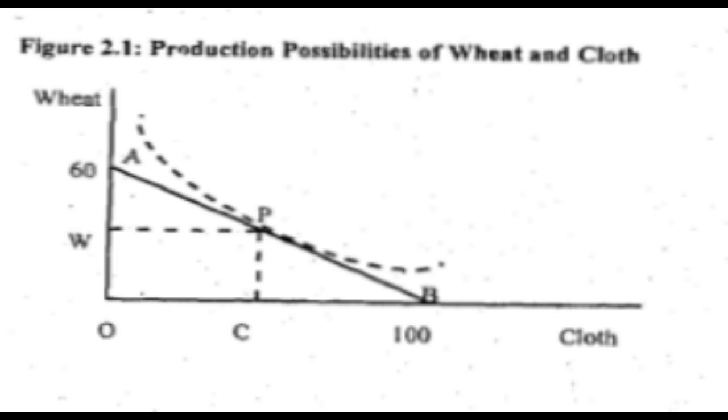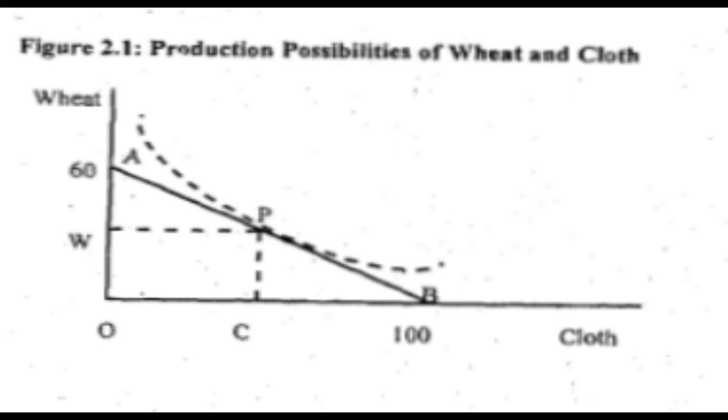In autarky, the economy's consumers will choose a point like P on the production frontier in such a way that their welfare is maximized. In equilibrium, OW and OC are the quantities of wheat and cloth respectively, both demanded and supplied. The point P, in other words, represents a general equilibrium in the economy where demand and supply in each of the two markets are equal. Figure 2.1, Production possibilities of wheat and cloth. Look at the screen. Absolute advantage versus comparative advantage.